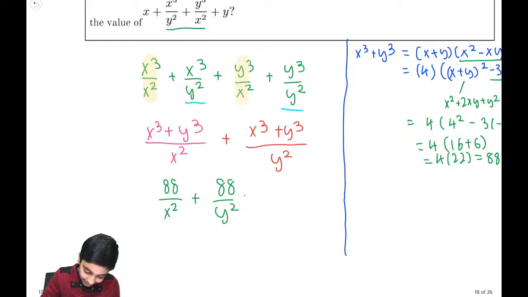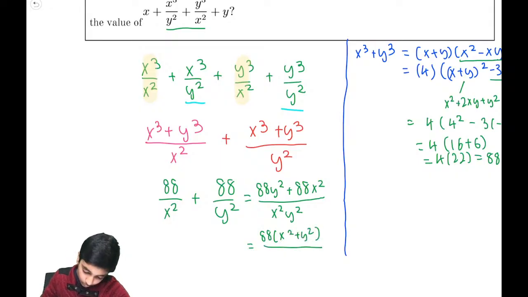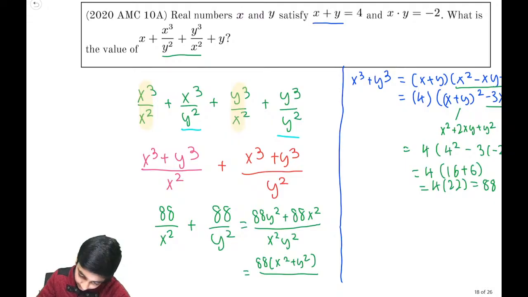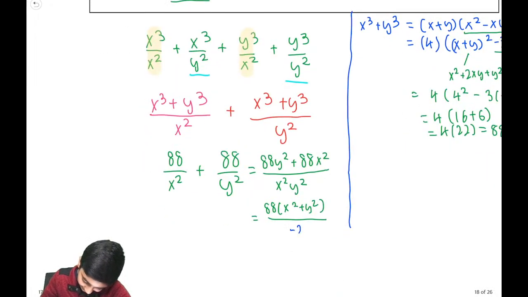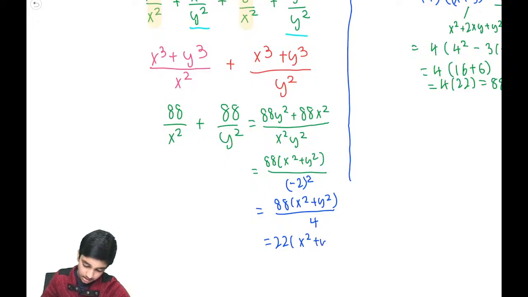So it's actually going to be equal to (88y squared plus 88x squared) over x squared y squared, which is equal to 88 times (x squared plus y squared) over (xy) squared. So it's going to be (xy) squared, so negative 2 squared, which is equal to 88 times (x squared plus y squared) over 4, which is equal to 22 times (x squared plus y squared).